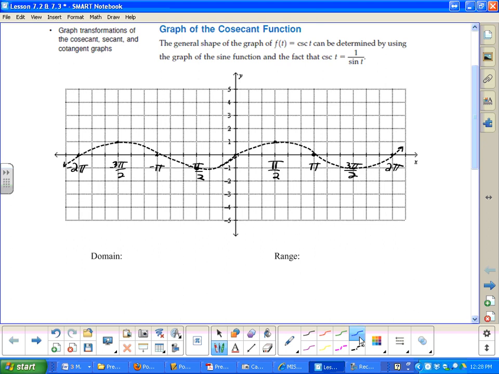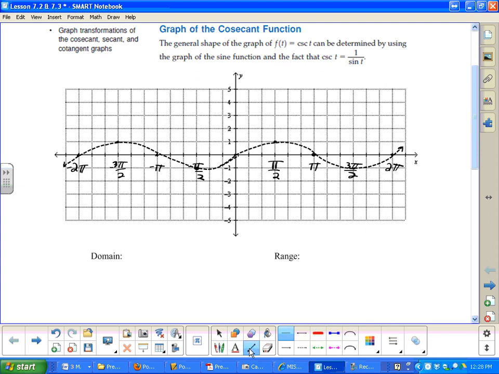Okay, so with a graph of cosecant, because it's the reciprocal of sine, that means we're going to look at the values of sine and take the reciprocal of them. So let's start with our main values that we work with for just drawing the graph to make a good rough sketch. So at 0, sine is 0. What's the reciprocal of 0? The reciprocal of 0 is undefined.